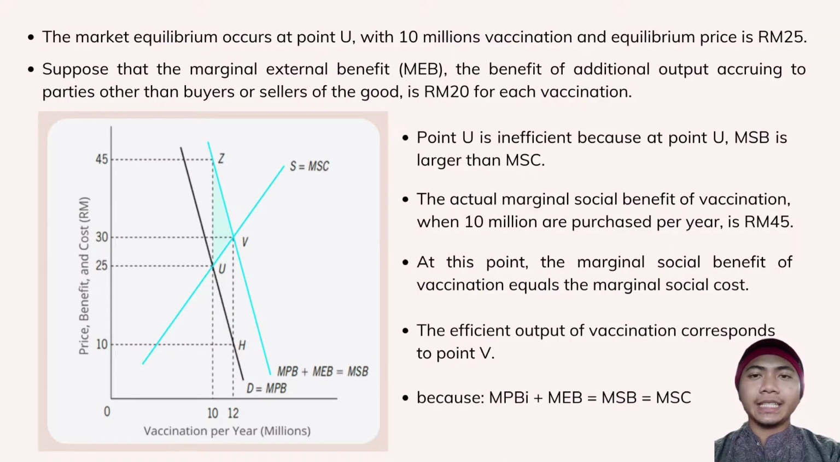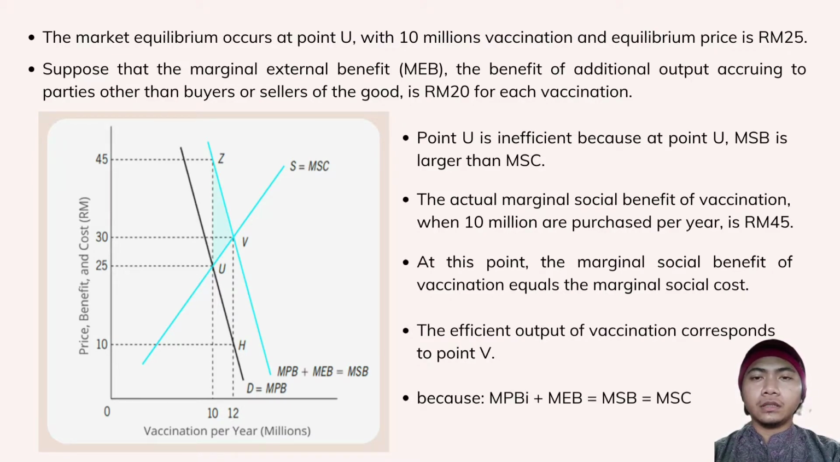We can see the market equilibrium happens at point U, where there is an intersection between the supply and demand curves, and the equilibrium price is 25 ringgit with 10 million vaccinations per year. Let's say there is a positive externality. The government will give a benefit of 20 ringgit for each vaccination. So when there is a marginal external benefit, point U will become inefficient. Why? Because the marginal private benefit must be added to the marginal external benefit, so it will become the marginal social benefit. So the marginal social benefit is now larger than the marginal private benefit, and the marginal social benefit is larger than the marginal social cost at point U.